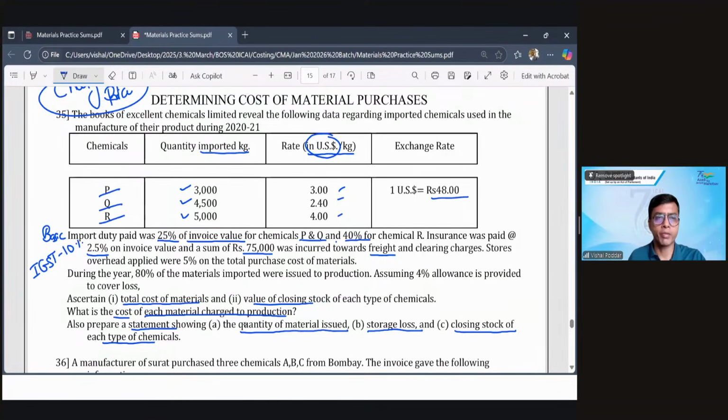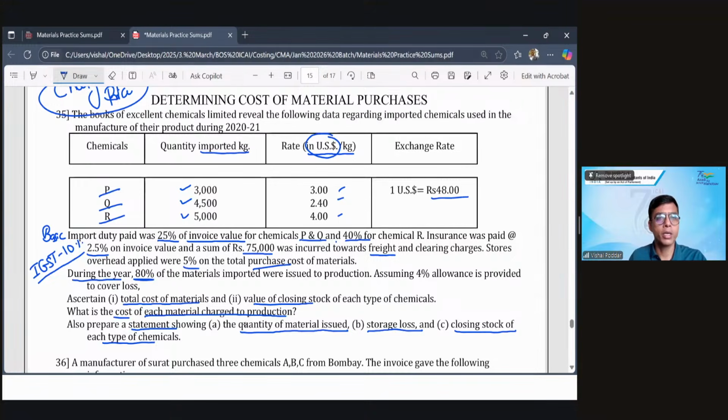Stores overheads are 5% of the total purchase cost. Plus, I have added one more cost considering the present tax structure of India, that there is IGST 10%. Right? Now all this is about cost, which is the numerator part. Then for the denominator part, they have given some important information.